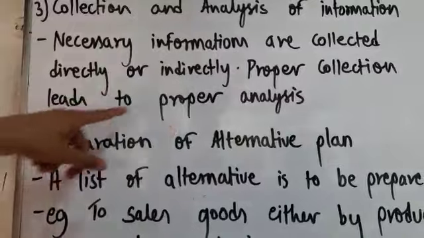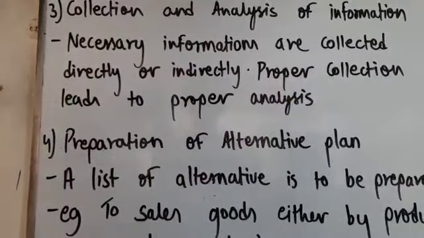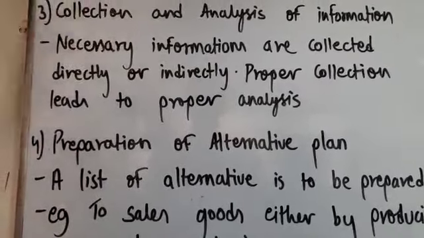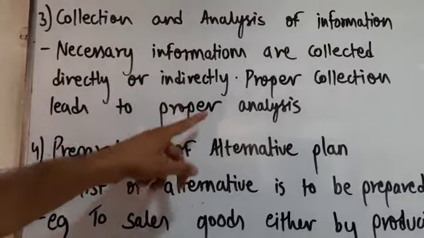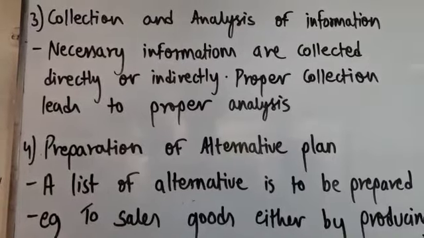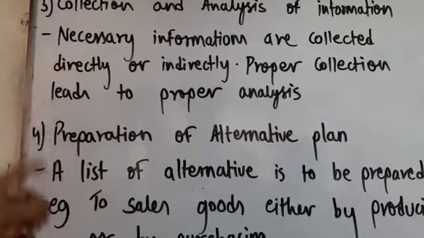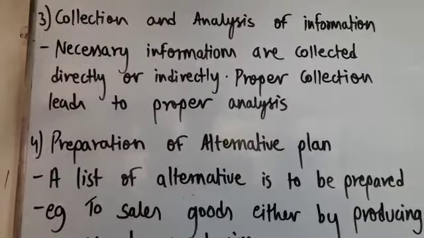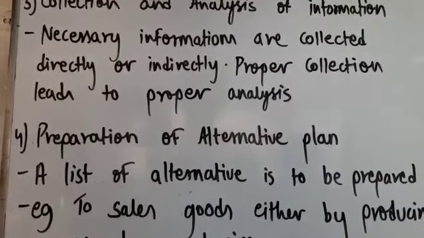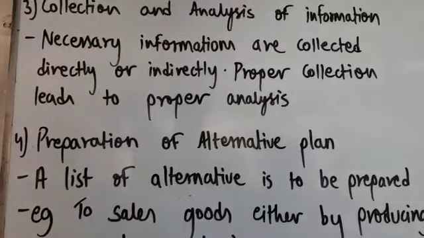Proper collection leads to proper analysis. What do you mean by this? When we collect the data and the data is proper, then proper analysis can be done. Without the proper data, proper analysis cannot be done. So proper analysis can be done with the help of accurate data which is to be collected. For that we have to see the source from where we are collecting the data. For that there are 2 methods, directly or indirectly.